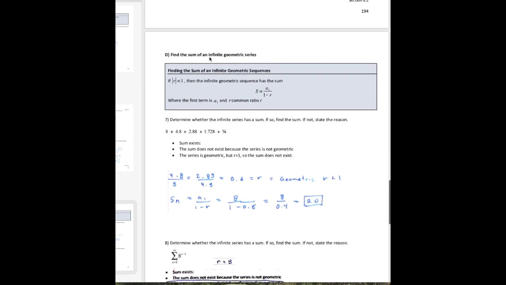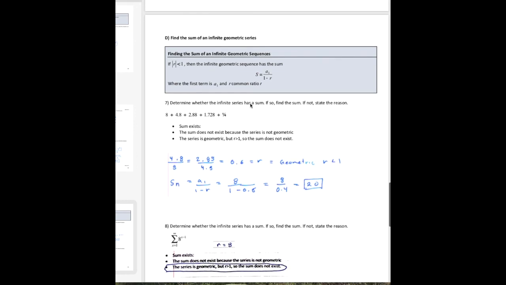And then here we are at the infinite geometric. This is what I was talking about earlier: if the absolute value of the ratio is less than 1, then it has a finite sum. If it's greater than or equal to 1, it will not. For this first example, this 1/4 right here is some sort of typo, so I need to go clean that back up out of the notes, so just ignore that. I think it probably should have been like a ... or something. So the question is, determine whether the infinite series has a sum. If so, find the sum. If not, state the reason.